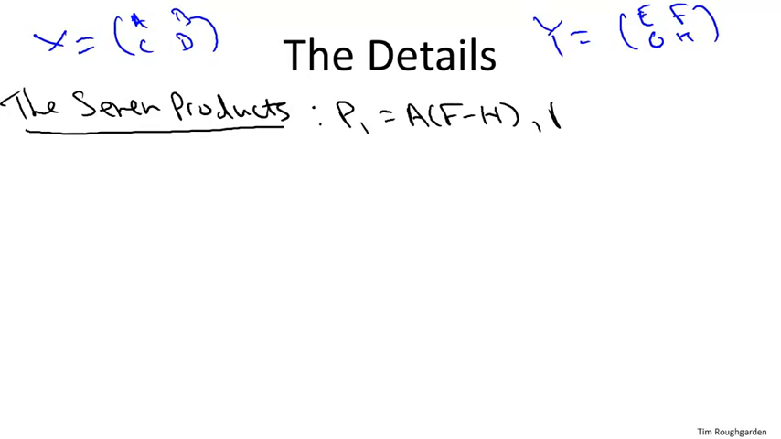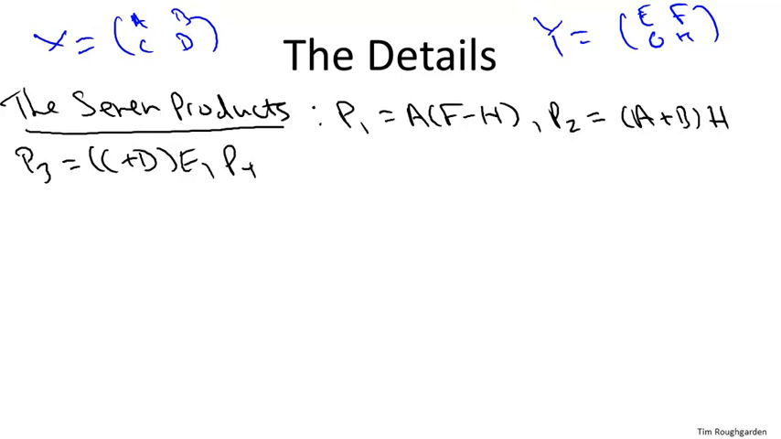So here are the 7 products, P1 through P7. P1 is A times quantity F minus H. P2 is quantity A plus B times H. P3 is quantity C plus D times E.